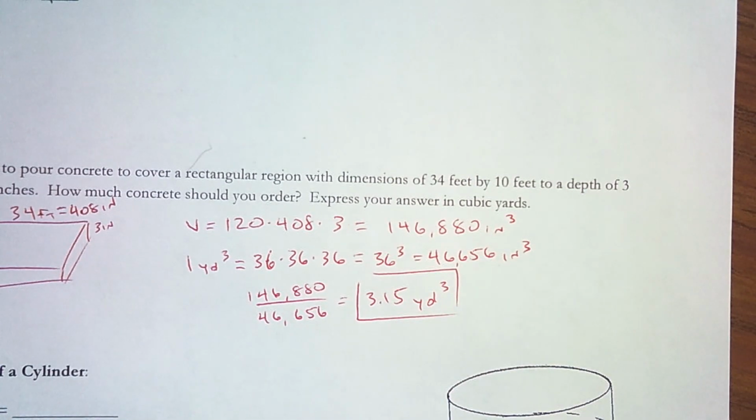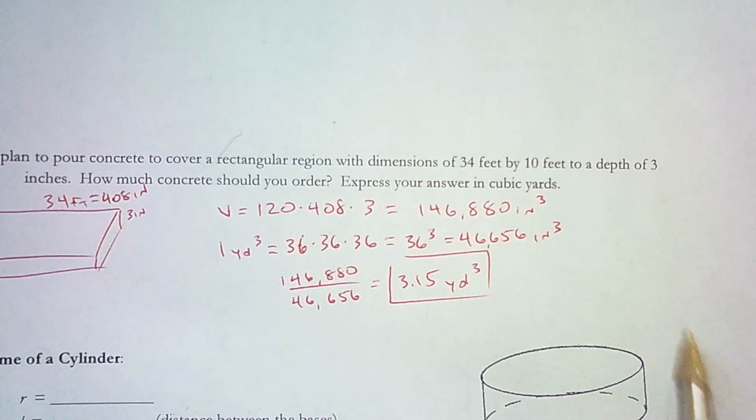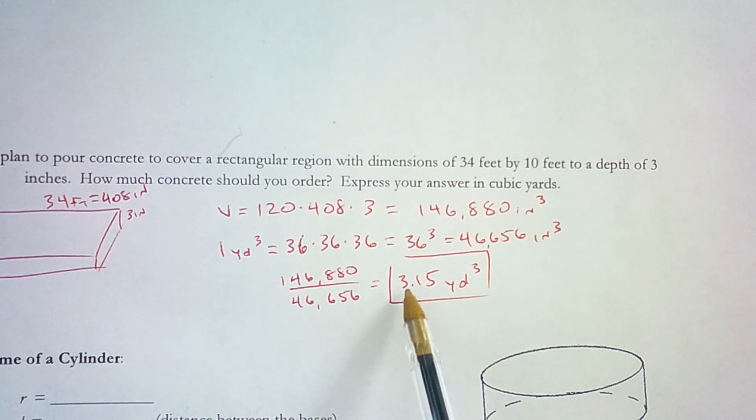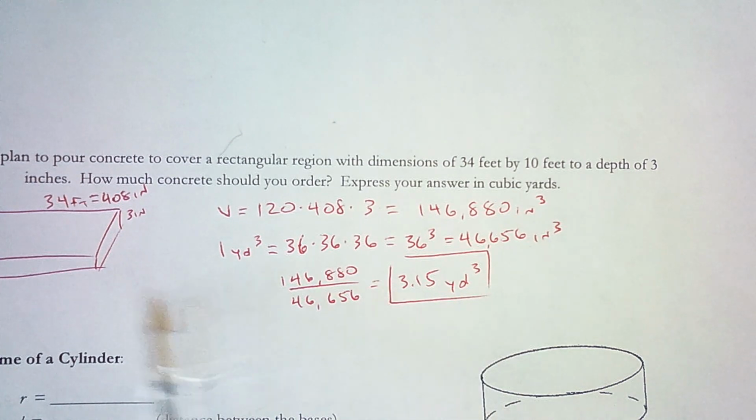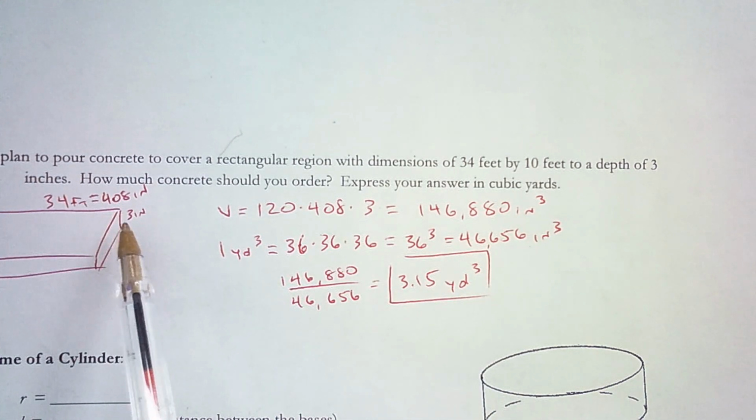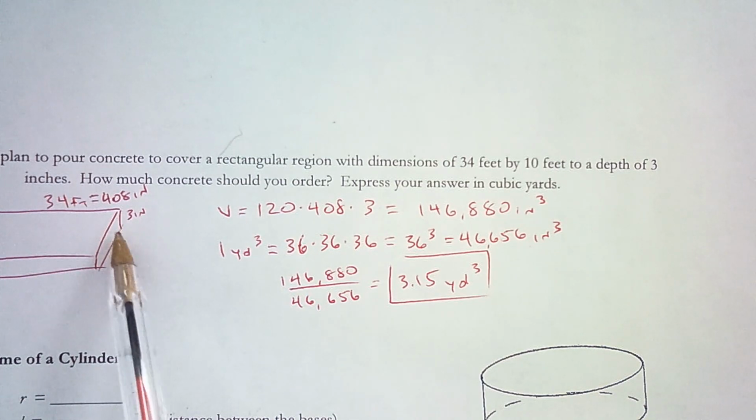Now we're probably not going to call and order 3.15 cubic yards. We'll order 3 cubic yards or 3.5 cubic yards. Maybe they'll sell it as a quarter, so 3.25 cubic yards. So we're going to have to settle for ordering a little bit less than the 3.15 or a little bit more. So we'll have either a slightly shallower concrete pad here or slightly deeper.